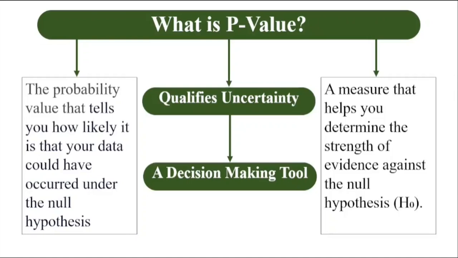A p-value less than or equal to 0.05 means the observed result is unlikely under the null hypothesis, suggesting strong evidence to reject the null hypothesis, while a p-value greater than 0.05 means the result is likely under the null hypothesis. So in this case, you do not have enough evidence to reject it.